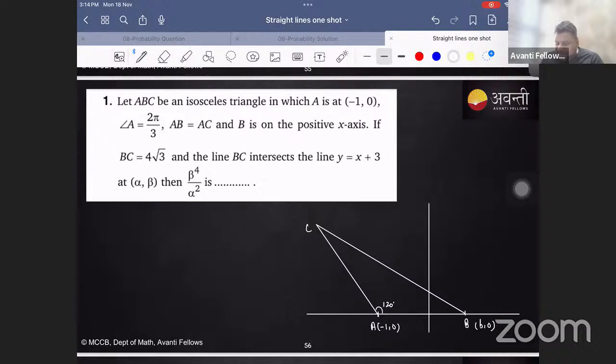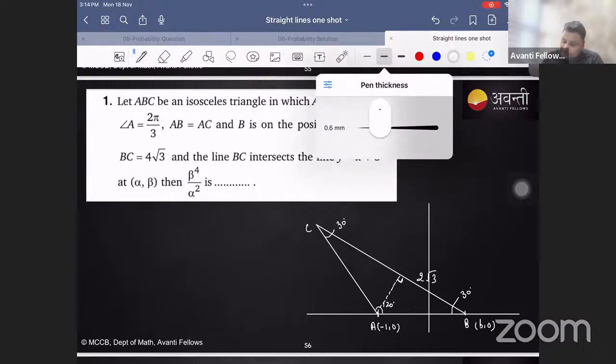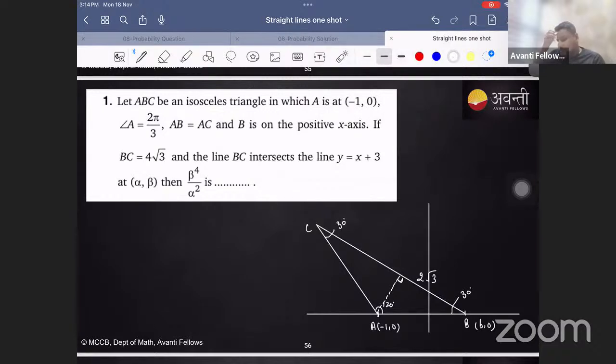And the line BC intersects this line. Well, that's the secondary part. All right, so let us do one thing. Let's put an altitude from B to this line. Now this angle has to be 30 degree. Similarly, this angle is also 30 degree. Now this side length is 2 under root 3.